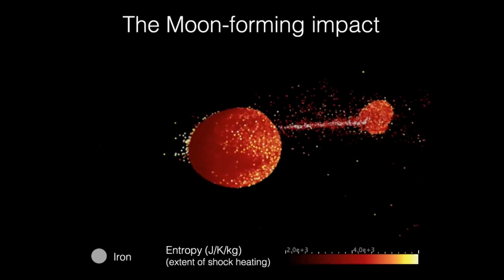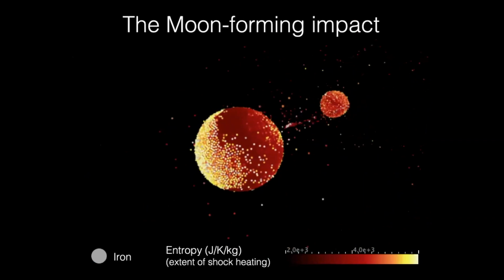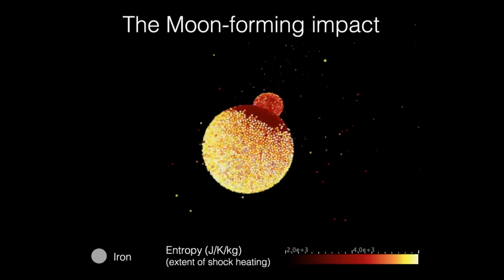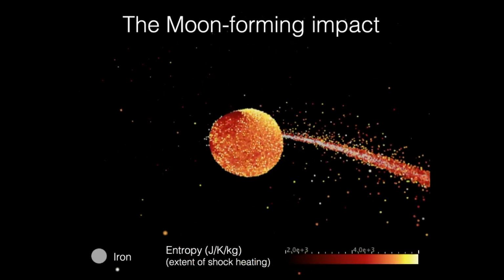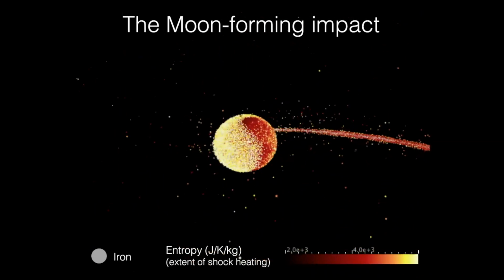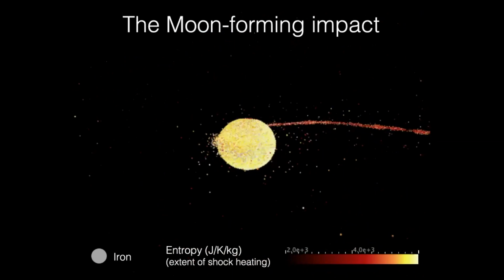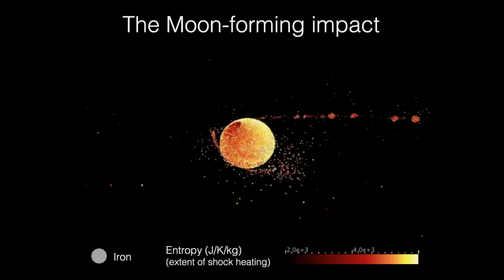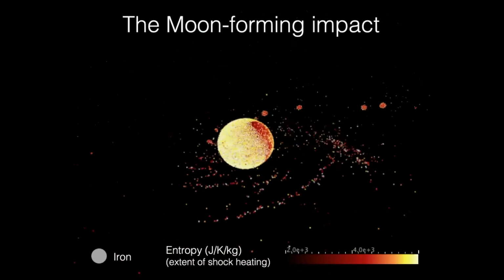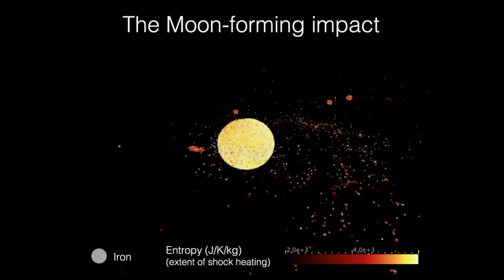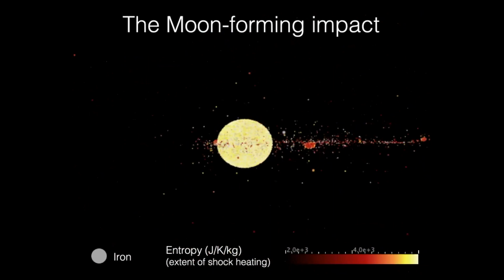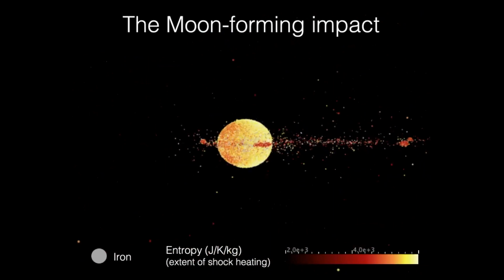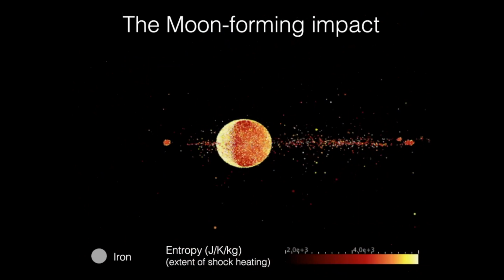As you can see, the surface of the Earth is highly shock heated, and the impactor hits the Earth a couple of times, and the impactor is completely destroyed by the impact itself. And as you can see, during the impact event, the core of the impactor is falling onto the Earth. As a result, there is not much iron left in the disk. Therefore, this can explain why the moon is depleted in iron.